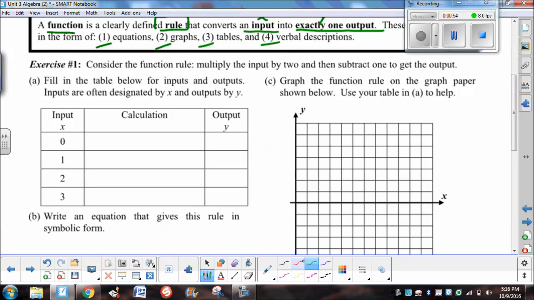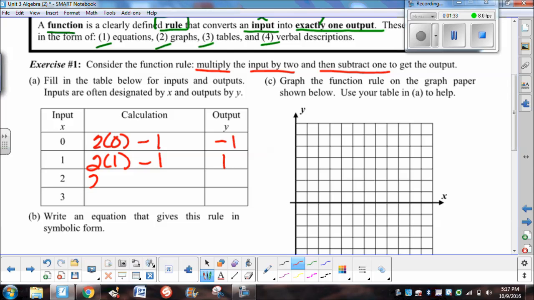So the first exercise says, consider the function rule, multiply the input by 2, and then subtract 1 to get the output. So that's essentially a word problem. And we're going to look at a table. So if my input is 0, it says multiply the input by 2, then subtract 1. So what's the output going to be? It's going to be -1. So then if we repeat that with a 1, it's multiply that input by 2 and subtract 1. Do that little mental math and we get +1.